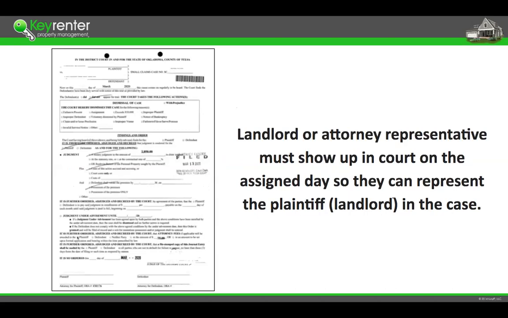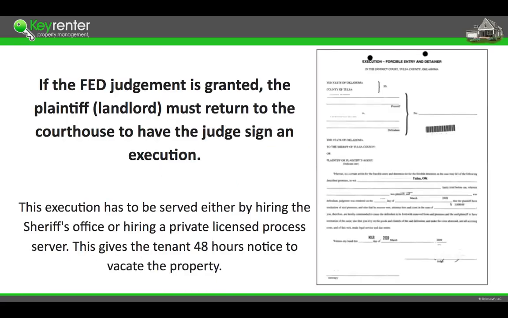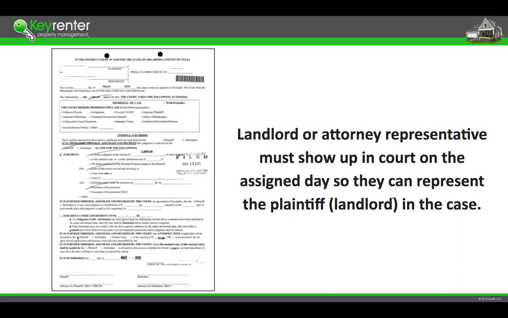Once this summons and affidavit is served, there's the actual court date, and that court date is a small claims court date. So the landlord or an attorney representative for the landlord must show up in court on the assigned day so that they can represent the plaintiff in the case. Of course, the defendant, who's the tenant in this case, is also going to show up. And this on the left-hand side is a real result of the day that the court case takes place.